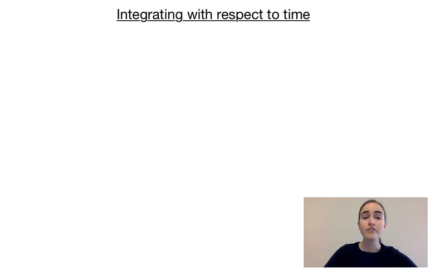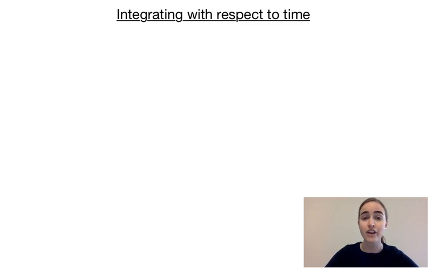In this video, I want to have a look at integration with respect to time. So in our previous lessons, we've been having a look at if we have the displacement function for a particle, then we can find the velocity function. And if we have the velocity function, we can find the acceleration function. And we've been doing that through differentiation. But this time, we're going to have a look at working backwards from there.